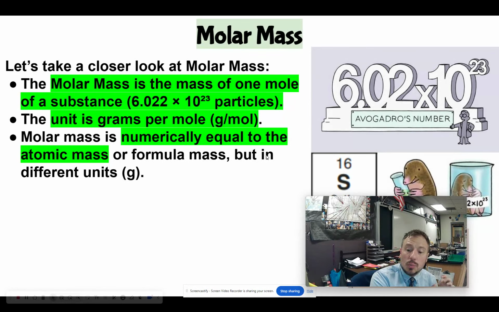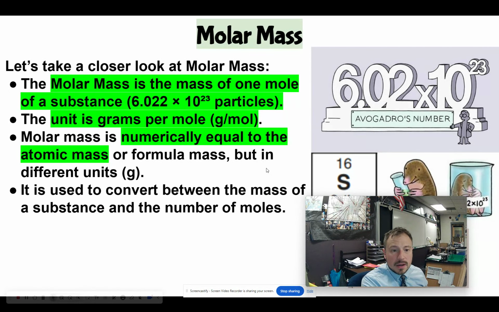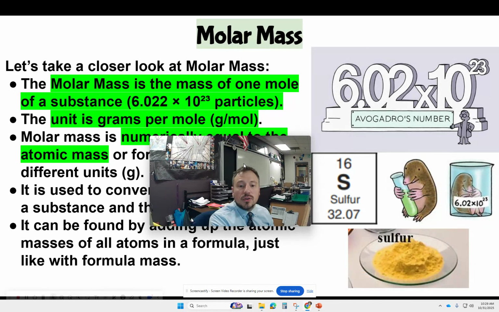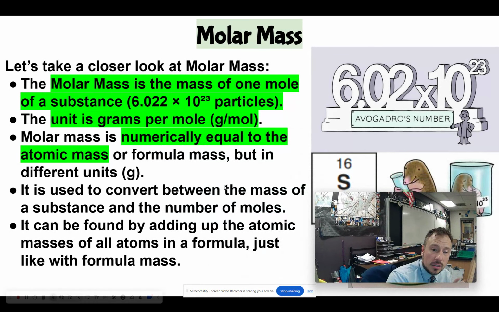Now, the molar mass is numerically equal to the atomic mass, or the formula mass, but in a different unit, right? So here's what we mean by that. I have sulfur over here, right? The atomic mass of sulfur is 32.07. Now, if I were to take 1 mole of sulfur and individually count each atom and put it onto a scale, 6.022 times 10 to the 23rd atoms of sulfur onto a digital balance, that digital balance would read 32.07 grams. That's the importance of this number. It's a way for me to count the number of atoms in a certain amount, just based on that atomic mass. That's the importance of Avogadro's number.